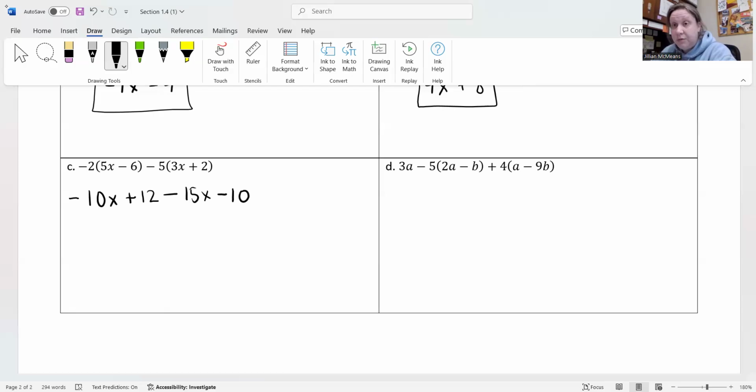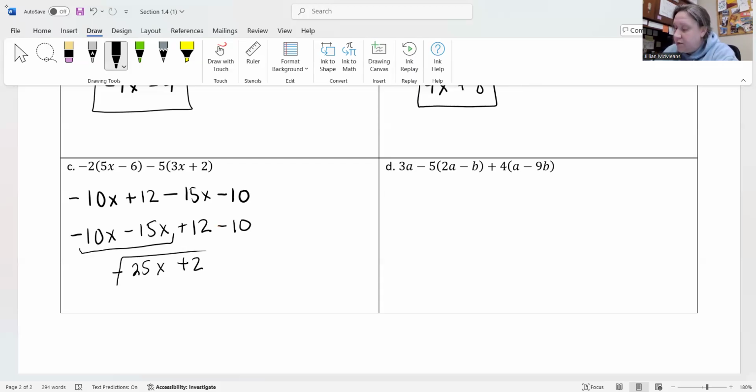Now, if you need to rearrange these terms in order to kind of understand what you're doing, that's fine. We would just move the negative 10 and the negative 15x side by side, and then the 12 and the negative 10. All right. And so now I can see I've got negative 10x minus 15x. Those are like terms. So I take my negative 10, I subtract 15 more, which makes me negative 25, and then just keep the x. And then I've got 12 minus 10, which is 2. So the final simplified answer is negative 25x plus 2.